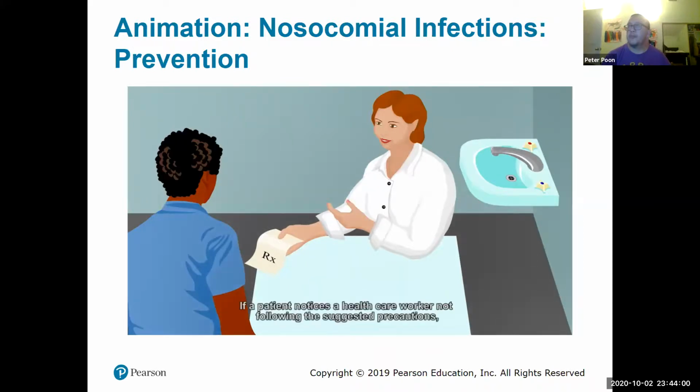If a patient notices a healthcare worker not following the suggested precautions, they should bring it to their attention. Proper cleaning and hand washing is important for patients also.